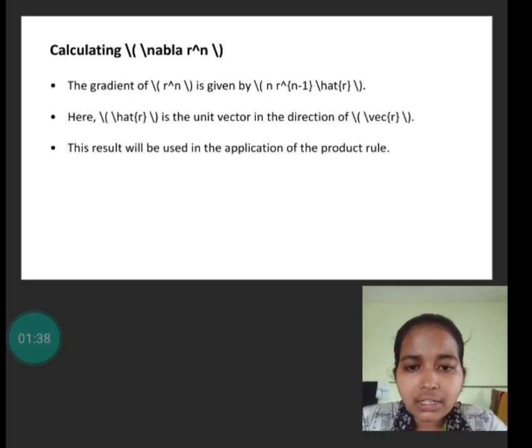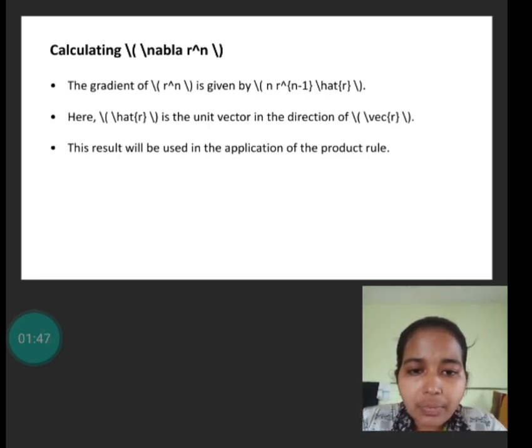And calculate the nabla of r^n. The gradient of r^n is given by n r^(n-1) r hat. Here r hat is the unit vector in the direction of vector r. This result will be used in the application of the product rule.